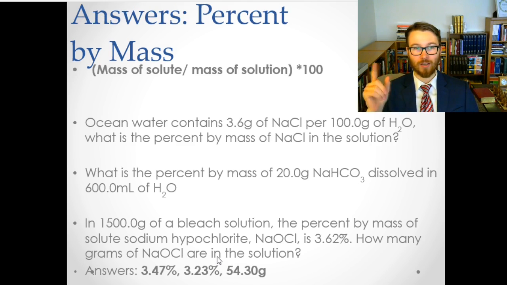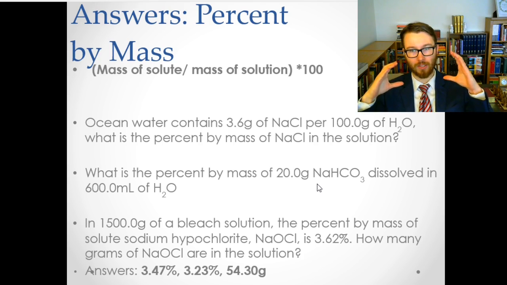So here's the answers. All right, the first one is 3.47%. We did this one together. The second one is 3.23%. Now, here's how we got that. I took solute, which is 20 grams, divided by solution. Solution is solute plus solvent. So 20 divided by 620. And then I took that times 100, and so I got 0.0323 times 100 is 3.23%. All right, so 20 divided by 620, because it's solute plus solvent together, times 100.